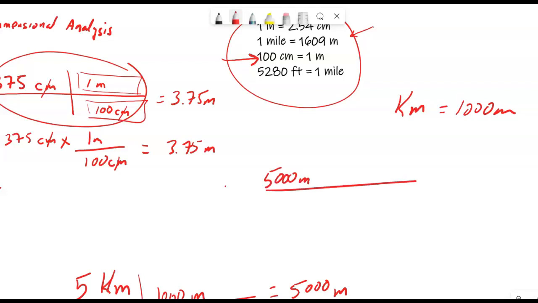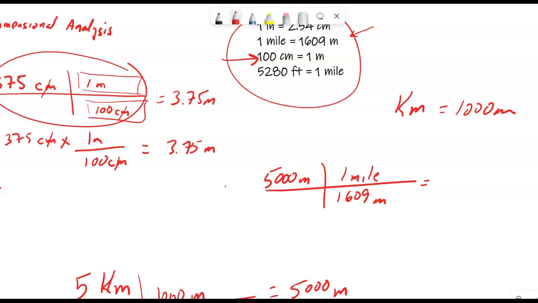And I want to get to miles. So I'm going to put meters on the bottom. 1,609 meters is 1 mile. And I'm not going to do that in my head. I'm going to do it divided by 1,609. That's going to be, now let's take a look at significant figures.